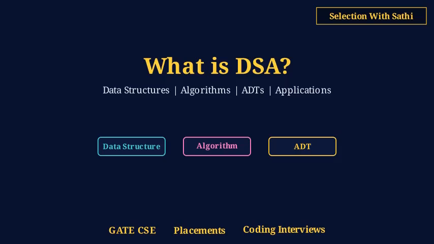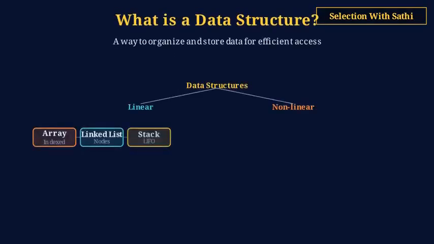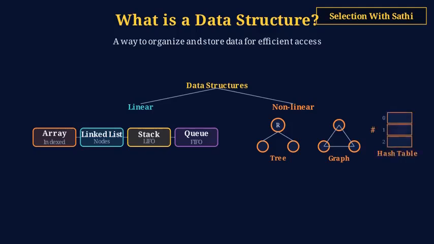Let's get started. So, what exactly is a data structure? In simple terms, a data structure is a way to store and organize data so that it can be accessed and modified efficiently. Think of it like a bookshelf. You could throw all your books in a pile on the floor, and you would still be able to find any book eventually. But if you organize them on a shelf, alphabetically or by subject, finding a book becomes much faster. That's exactly what data structures do for your data.